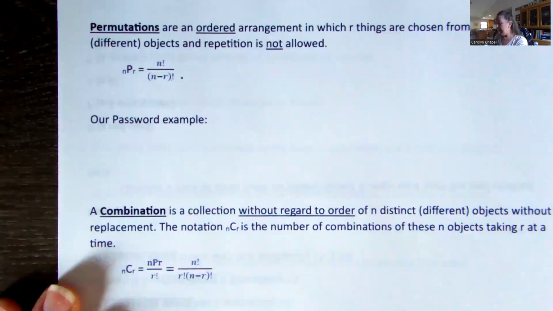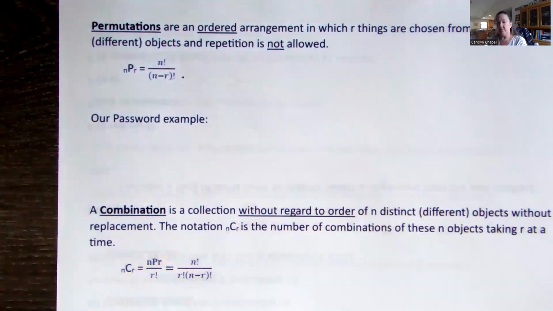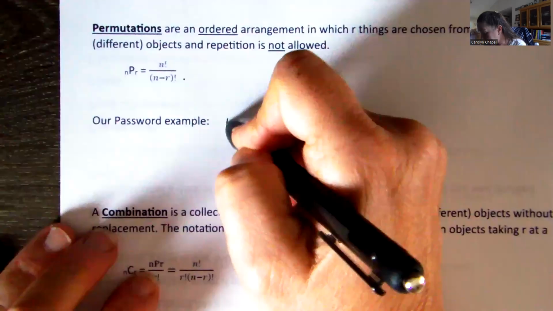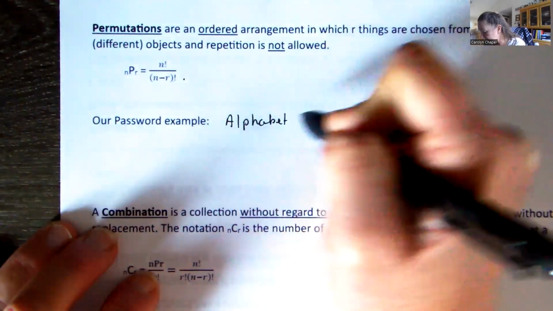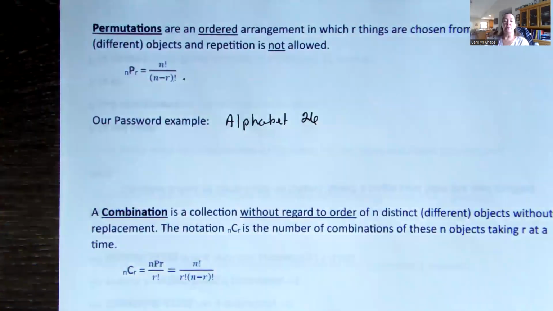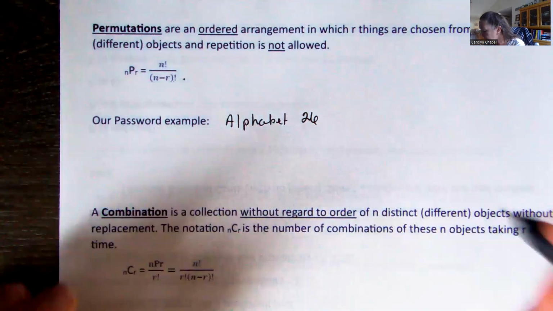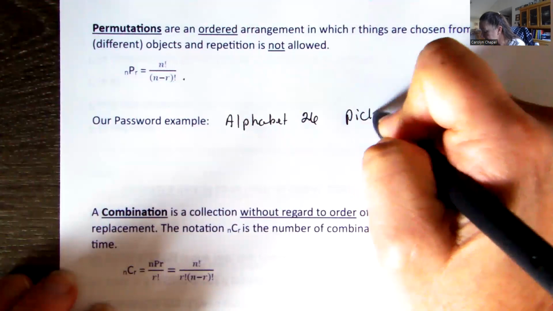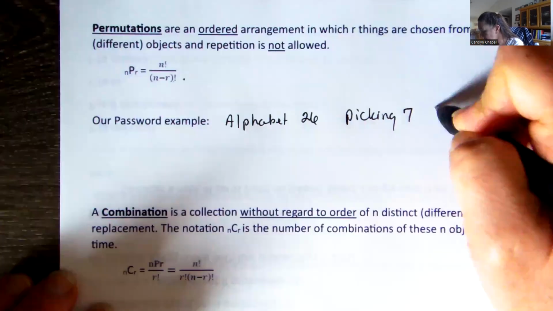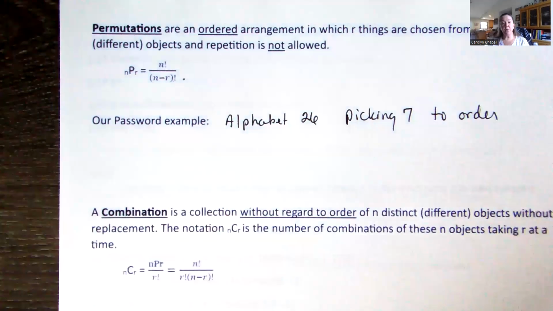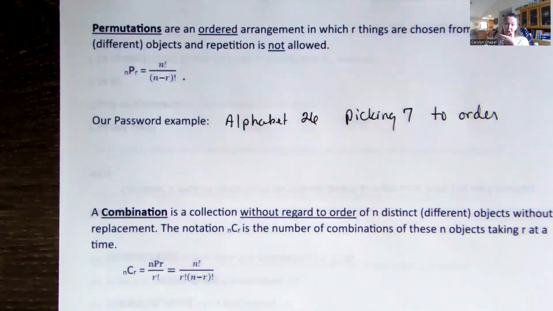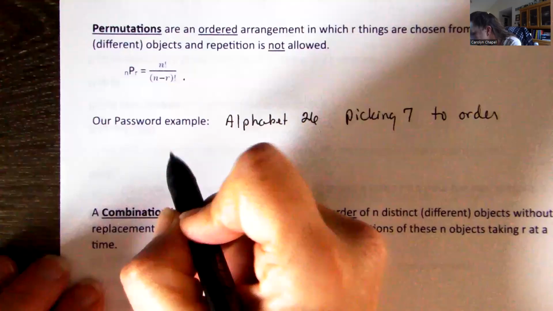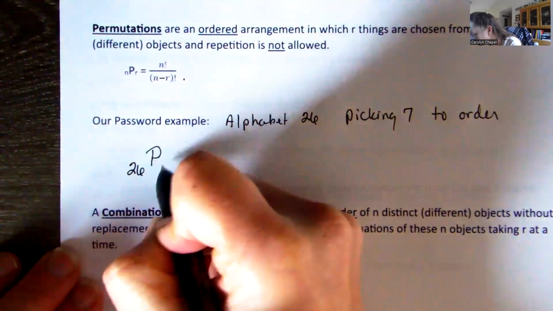Okay, so I'm going to go through our password example when we did the alphabet. So we have the alphabet, right? Which was 26 letters. So those are the things we're choosing from. We're choosing from all of those 26 letters. We are going to be picking 7 of them to order, right? And we didn't allow for repetition. That would have been a different problem, but we didn't allow for repetition. So this is a classic example of taking 26 things and ordering 7 of them. So this in our notation is 26P7.